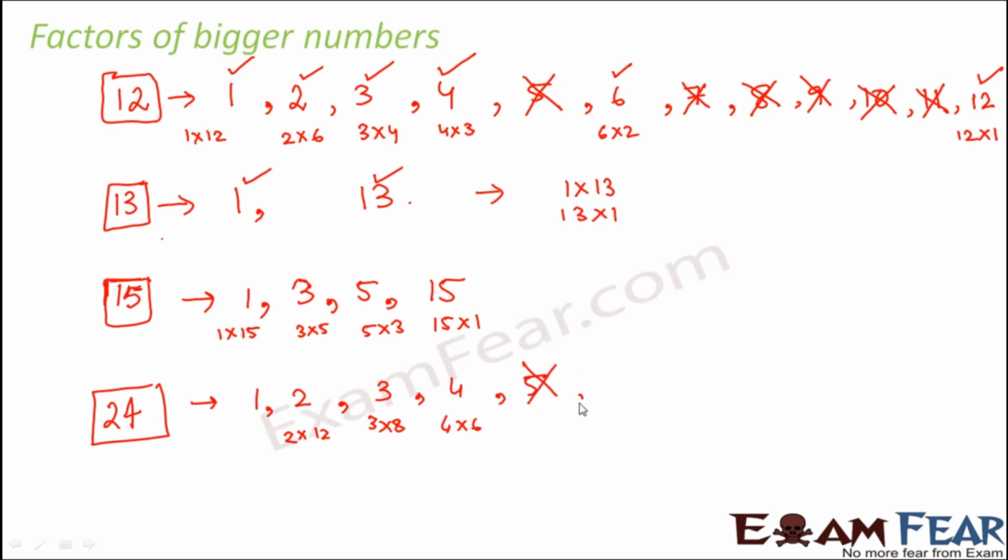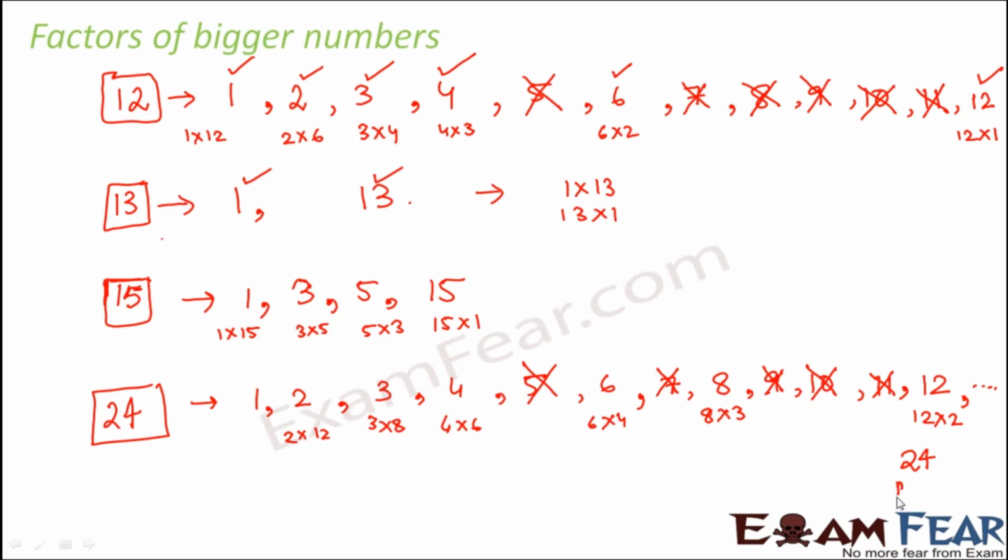5, no, 5 is not a factor. 6, yes, 6 into 4 is 24. 7, no, 7 is not a factor. 8, yes, because 8 into 3 is 24. 9, no. What about 10? No. 11, no. 12, yes, 12 again is a factor because 12 into 2 is 24. And after 12 again, none of the numbers are factors and directly 24 is the factor because 24 into 1 is 24. So from this list, are you observing certain things?